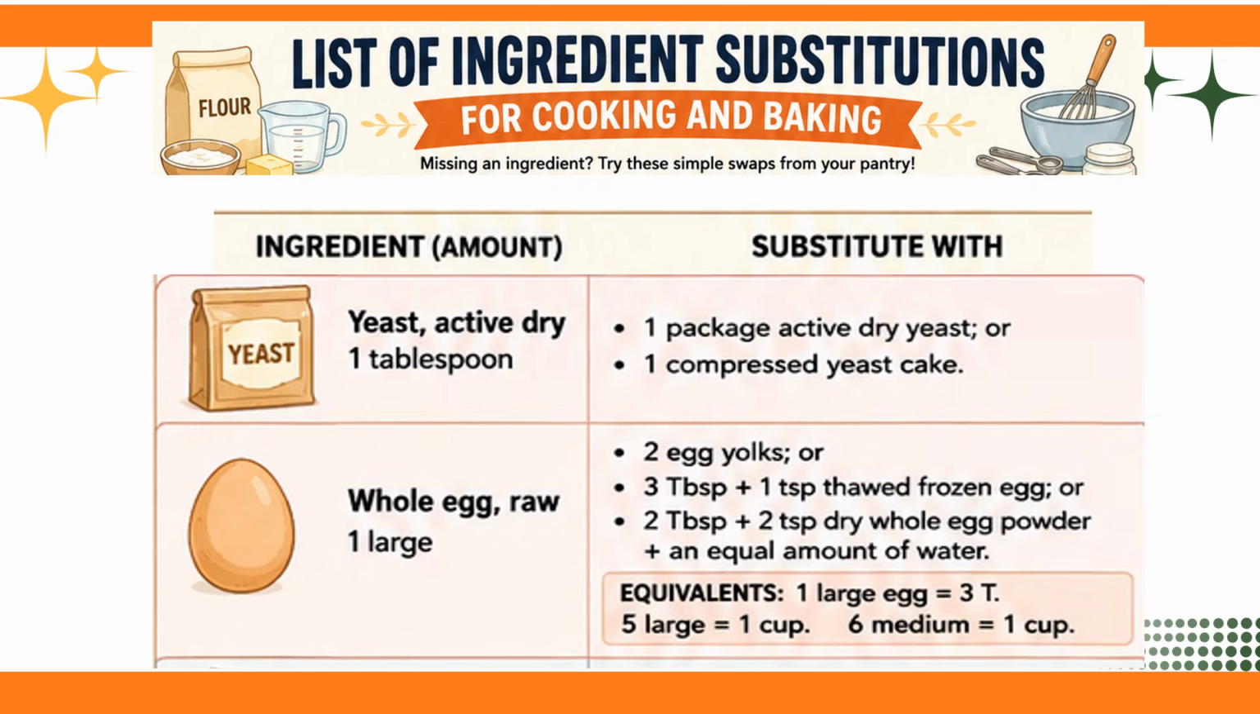Yeast, active dry, 1 tablespoon. Substitute with 1 package active dry yeast, or 1 compressed yeast cake. Whole egg, raw, 1 large. Substitute with 2 egg yolks, or 3 tablespoons plus 1 teaspoon thawed frozen egg, or 2 tablespoons and 2 teaspoons dry whole egg powder plus an equal amount of water. Equivalents: 1 large egg equals 3 tablespoons, 5 large equals 1 cup, 6 medium equals 1 cup.